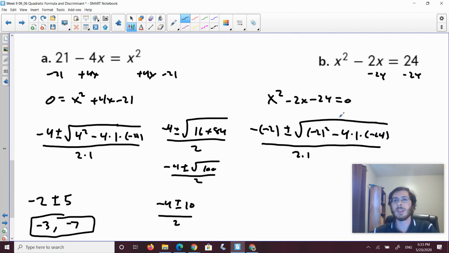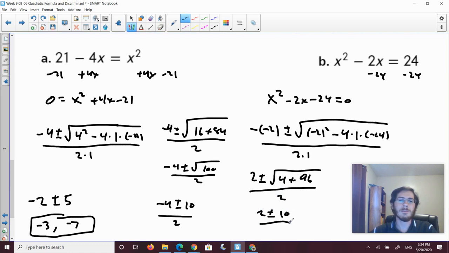Okay, well, that's not too bad. So that's going to be 2 plus or minus the square root of 4. And then we've got 4 times 1 times 24. So it's going to be a plus 96. Yeah. So it looks like we got over 2 again. Looks like we got 2 plus or minus 10 again over 2. So 1 plus or minus 5. So that's going to be -4 or 6. So it looks like that's what we're going to get for our results. Cool.